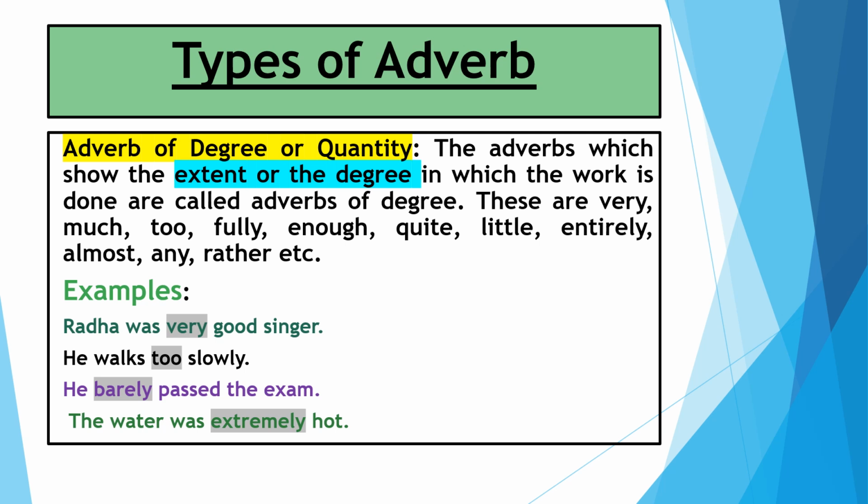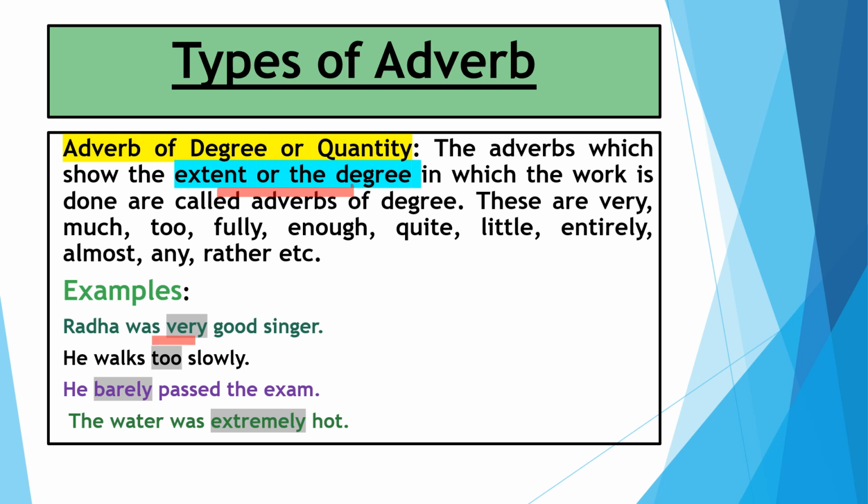Adverb of degree or quantity. The adverbs which show the extent or the degree in which the work is done are called adverbs of degree. When we have the answer in the form of the extent, or you could say in the form of a degree, words like very, too, little, rather, almost, entirely, extremely are used, and they are called adverbs of degree.